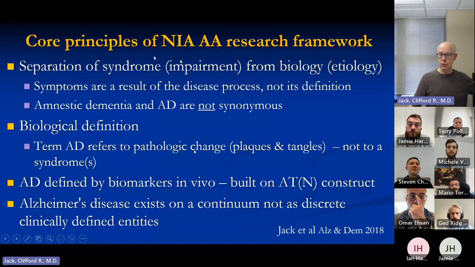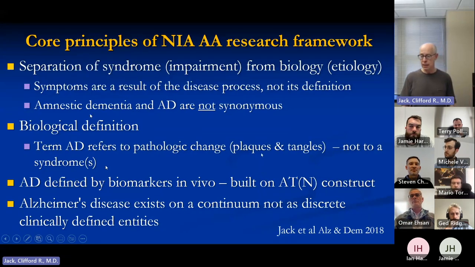And the core principles then of this 2018 NIA-AA research framework, some of them are laid out here. And that is separation of the syndrome, i.e. both the phenotypic as well as the severity of presentation, separating that from the underlying biology. So symptoms are then regarded as a result of the disease process and not its definition. Alzheimer's amnestic dementia and Alzheimer's disease are not synonymous. They don't mean the same thing. They don't refer to the same thing. Rather, the term Alzheimer's disease refers to pathologic change, plaques and tangles, and not to a syndrome or syndromes which are not specific for any one neuropathology.